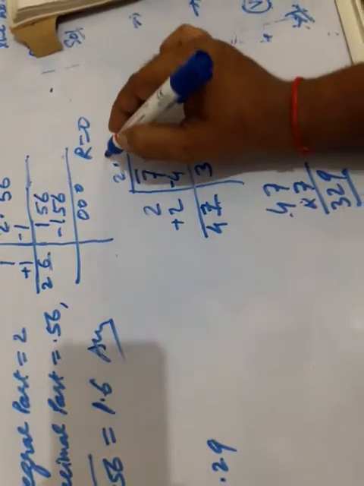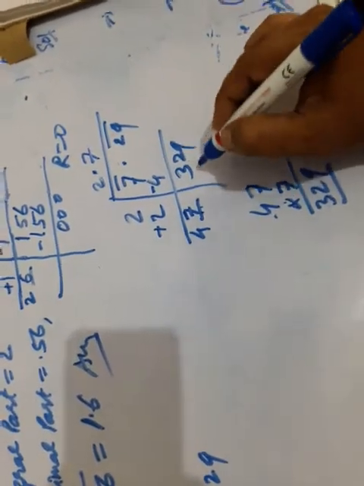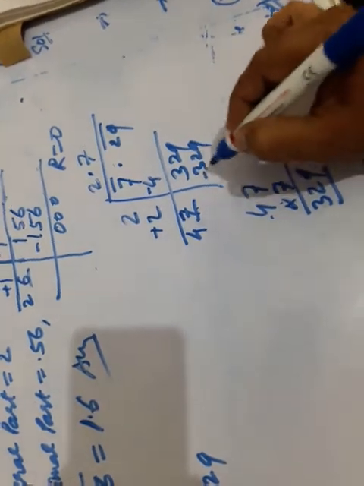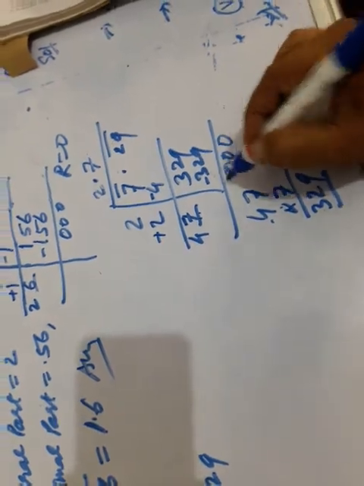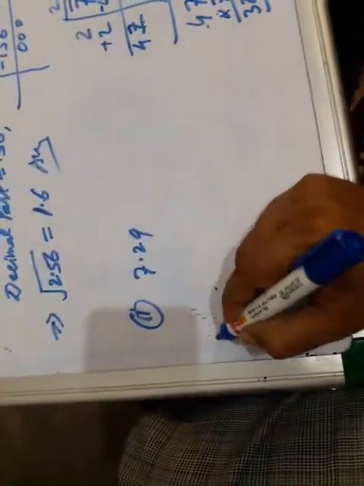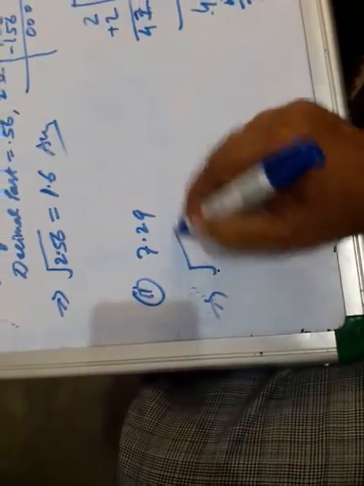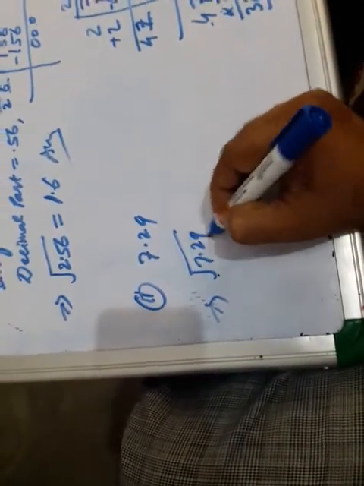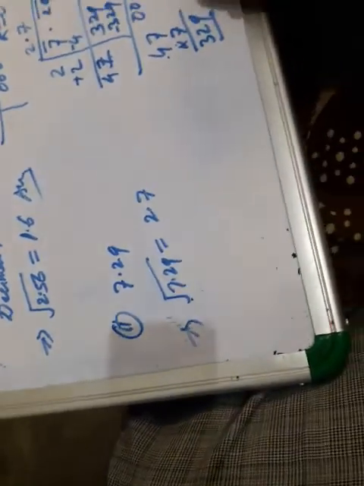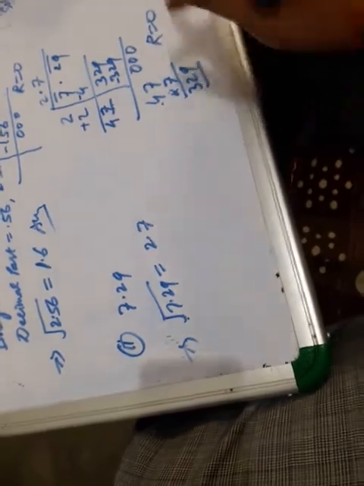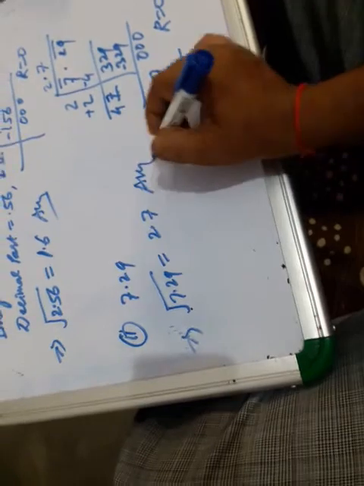So this is 2.7 it became, and this is 329. Okay children, now subtract. 9 minus 9 equal to 0, 2 minus 2 equal to 0, and 3 minus 3 equal to 0. Okay children, what does it mean? This implies that here the remainder is 0. It means that the square root of 7.29 equal to 2.7. As soon as the remainder becomes 0, the process will be stopped. Now the square root of 7.29 is 2.7.